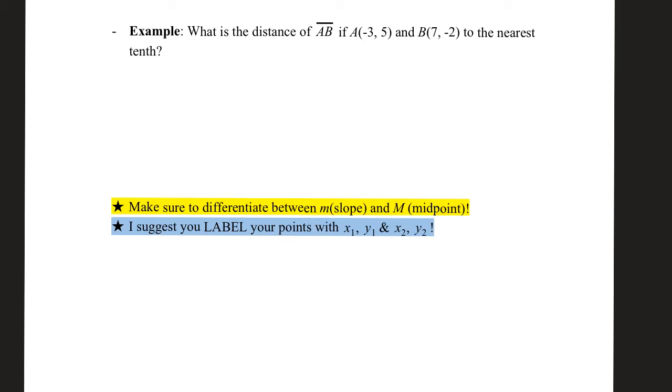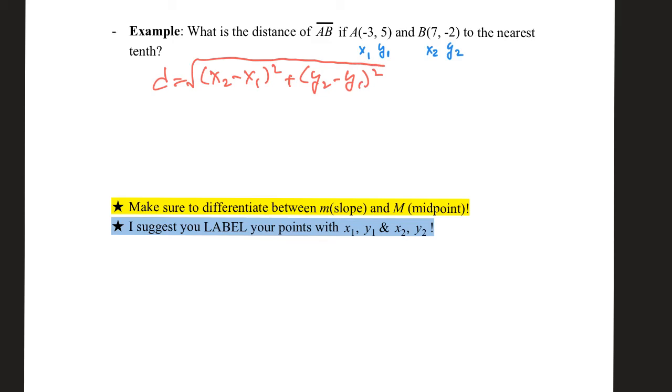Okay, so let's do a quick example here just so that we have an understanding of what's happening. As I did before, I like to label my points x1, y1, x2, y2 so that I don't get confused. And then my distance formula, I'm going to write it out again: x2 minus x1 squared plus y2 minus y1 squared. Always write it out so that you can start memorizing it faster. And then you're just subbing in.